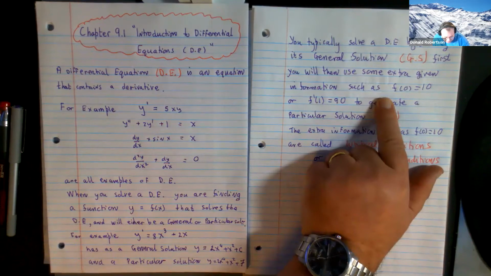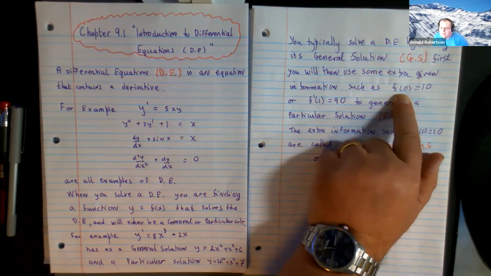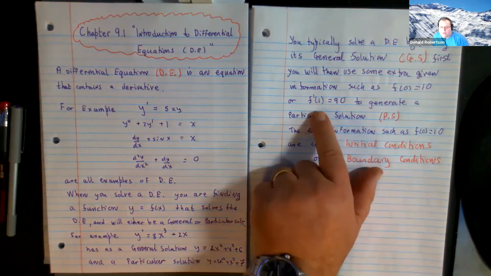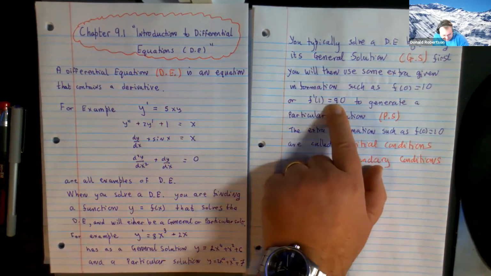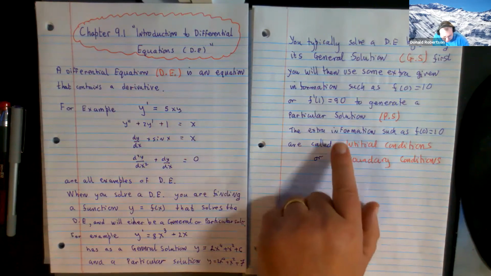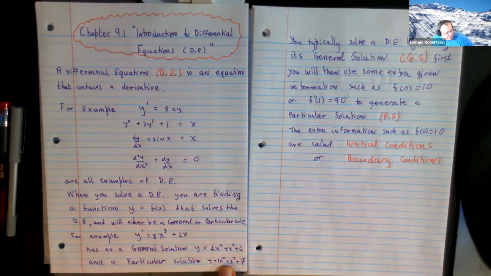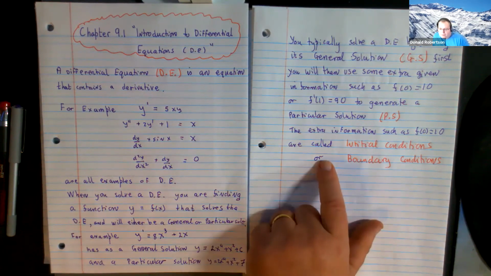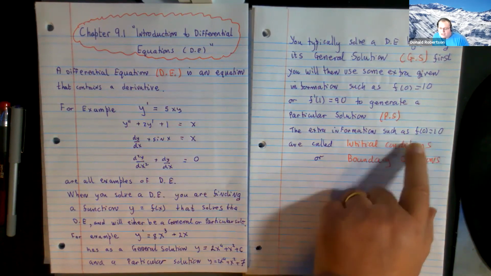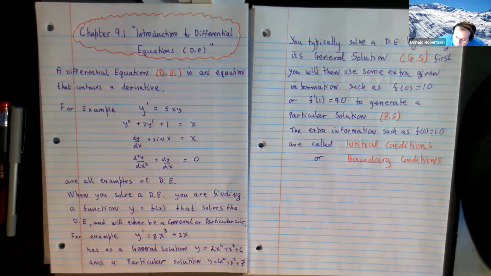So you'll be told in the differential equation something extra, like the value of the function at 0 is 10, or the first derivative at 1 is 90. And this extra piece of information will allow you to generate a particular solution. So in this case here, it would allow you to figure out that that was 7. And this extra information is very often called the initial or boundary conditions.